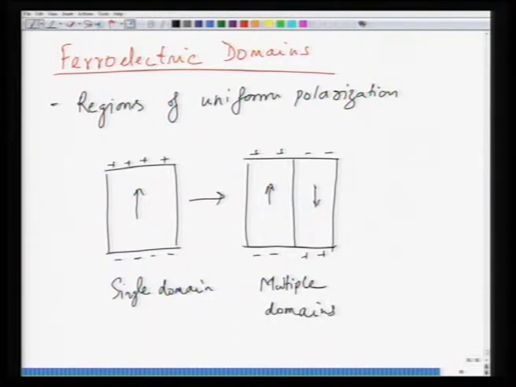Now, at the same time, when you make a domain, it comes with a surface. This interface between two domains is called a domain wall. This is actually a physical surface, and as long as it is a physical surface, it requires energy. That energy is a positive energy, it is a requirement. So, we need to find a balance.